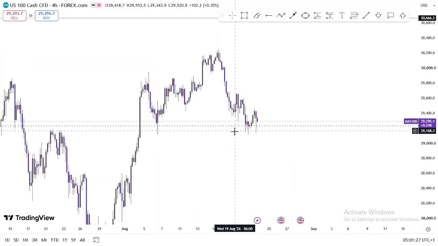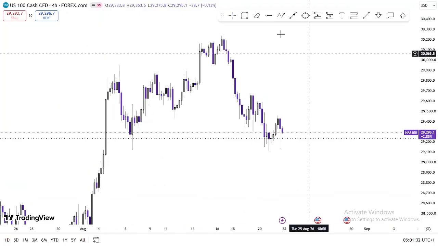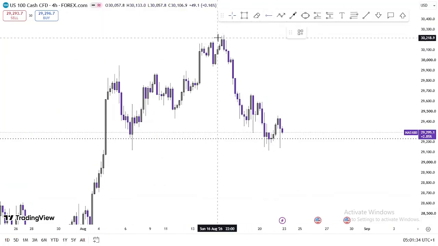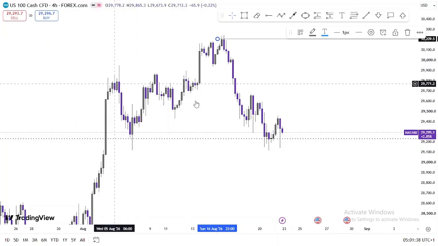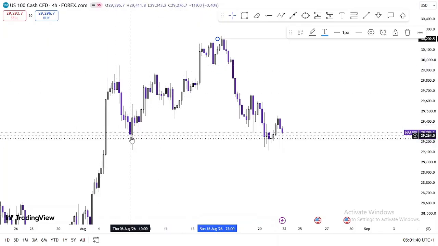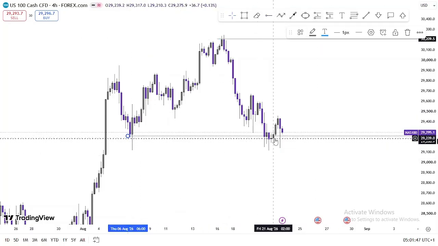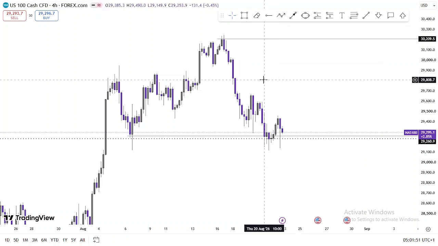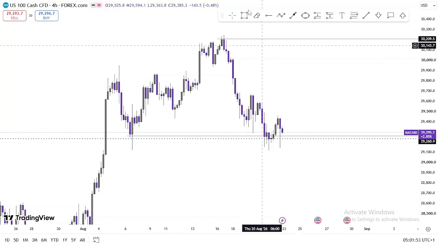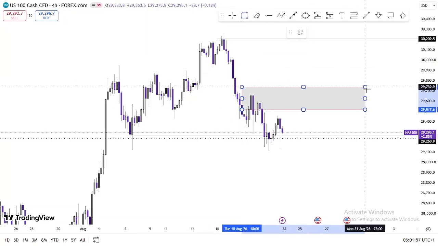So zoomed in, let's mark out this major high here, broken previous major, and then mark out this major high low here. So going into next week, also let's mark out the supply area here.